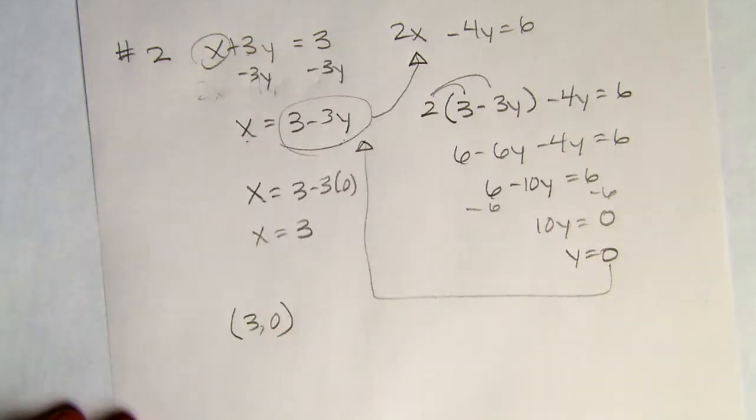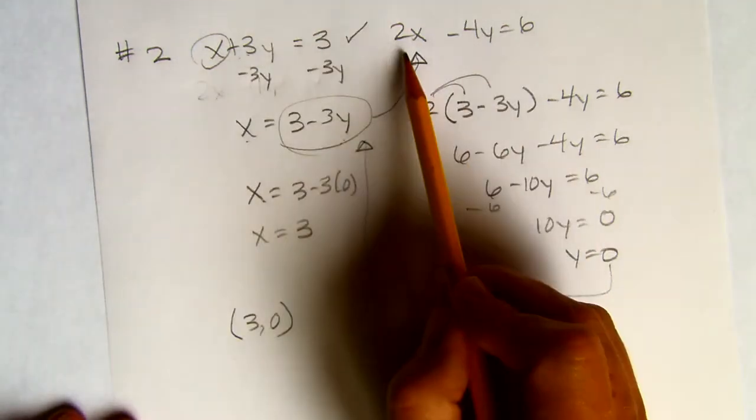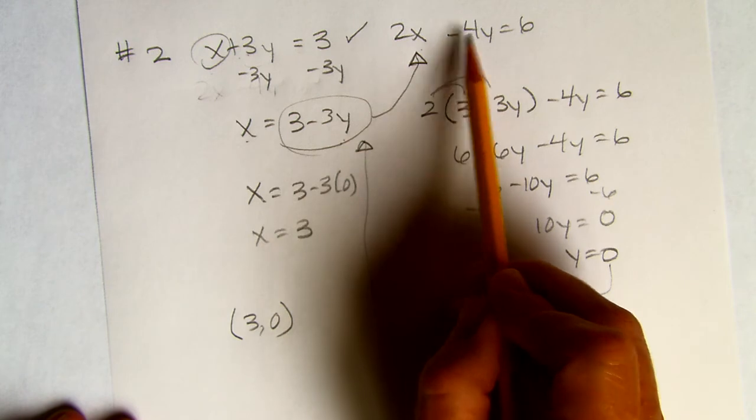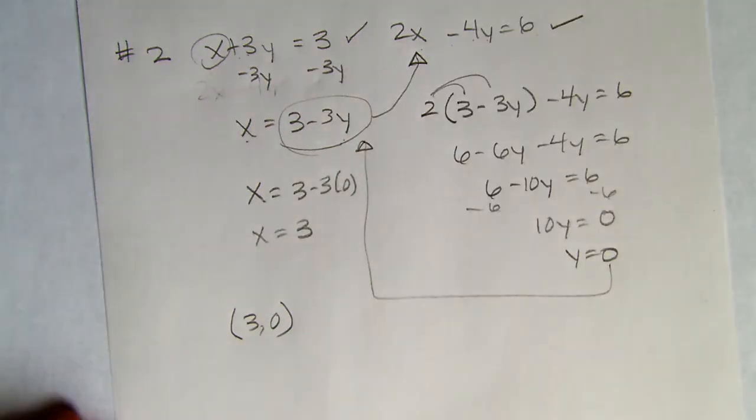And that should work in both equations. 3 plus 3 times 0 equals 3. That checks. 2 times 3 is 6, minus 4 times 0 is 6. That checks.